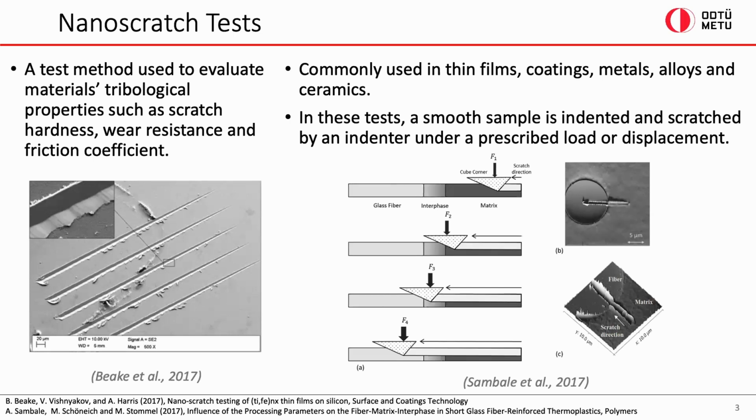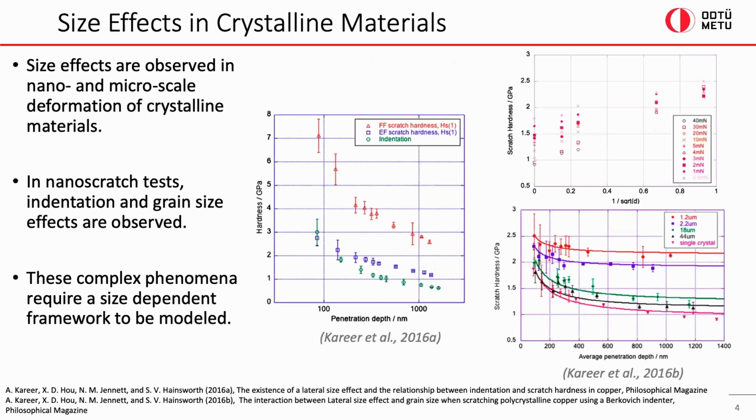Now, this test is usually done on thin films, coatings, metals, alloys, and ceramics, but I will mostly be interested in metals here. In this testing method, we observe something called size effects, and you might know what this is. It describes the behavior of the material that it gets stronger as the size of the material, or the characteristic size of the deformation or grain size, is decreased. In nanoscratch testing, this phenomenon is observed frequently, similar to nano-indentation.